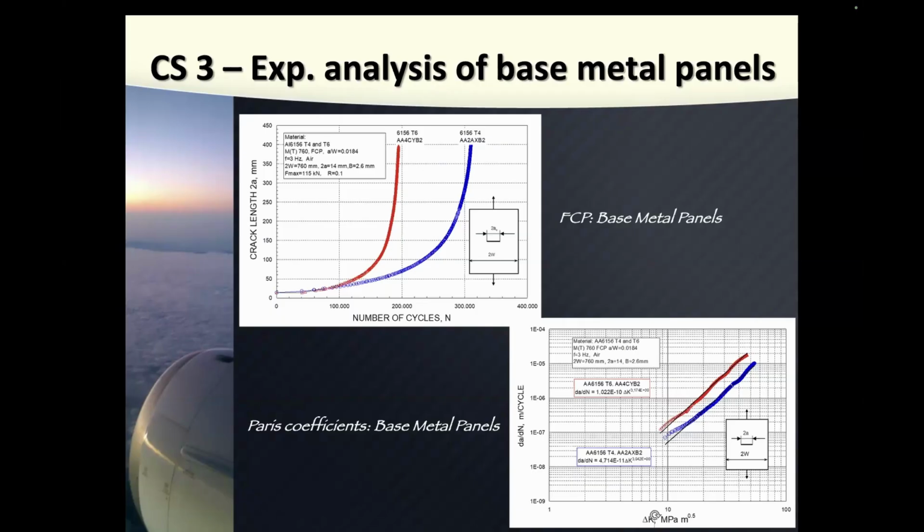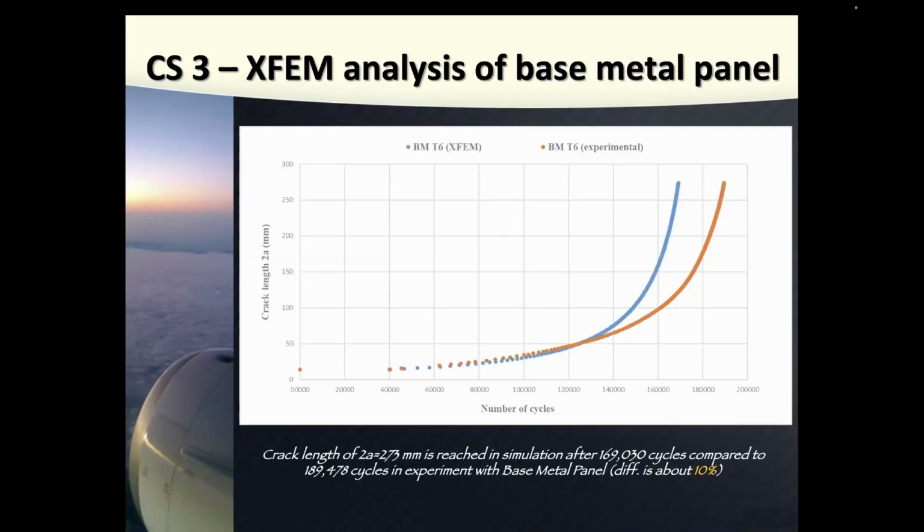And they published this, and I took these coefficients like, okay, they got these coefficients. It must be that, okay? And I did my calculations, first on the base metal panel without any stringer. And you can see here I got a difference of around 10%. So in the experiment, you can see they reached the length of 273 millimeters after, let's say, 189,000 cycles. But in my calculations, I got something like 170,000 cycles.